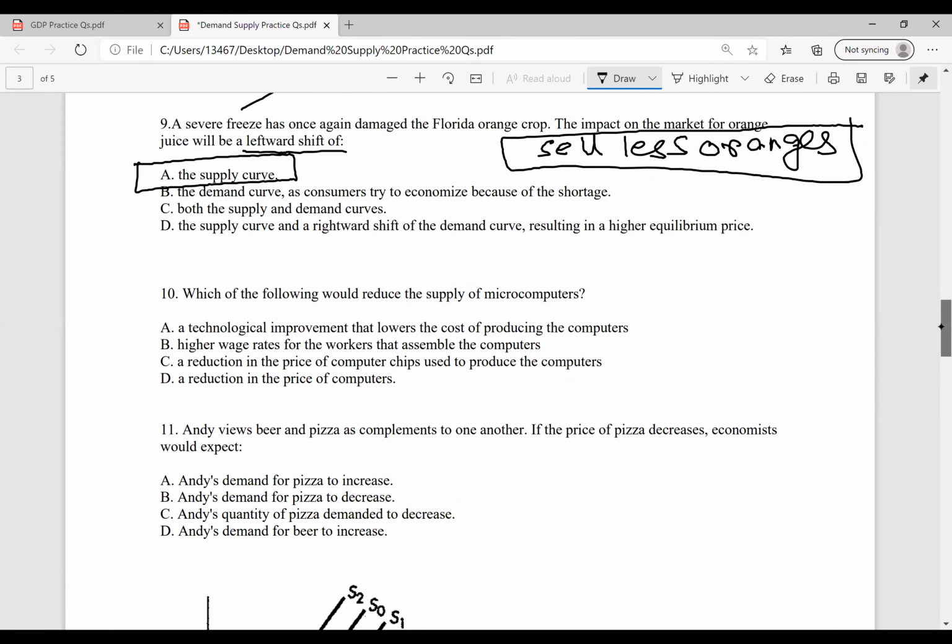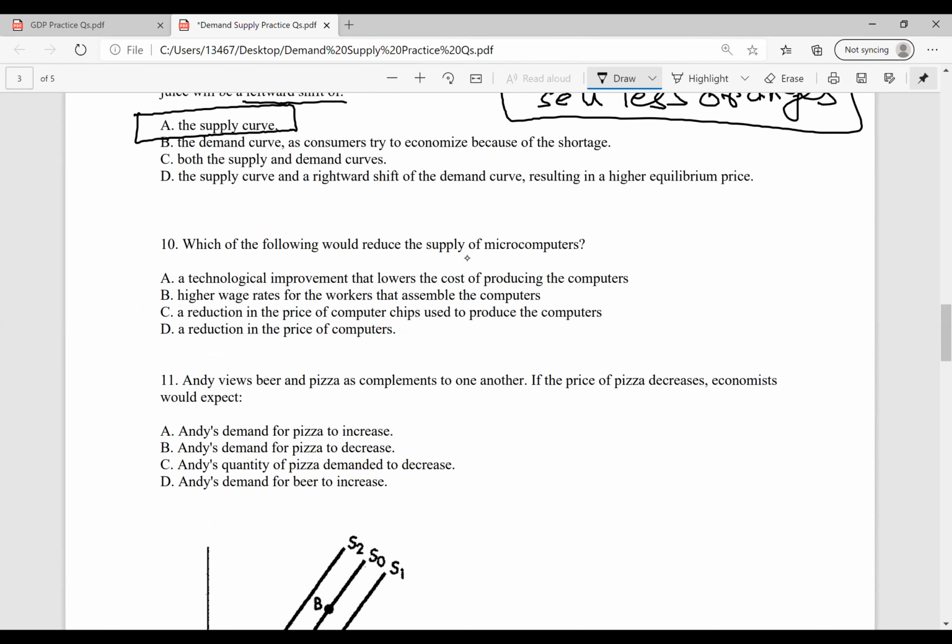Next one, which of the following would reduce the supply of microcomputers? That means again I'm looking at it from the seller's point of view, and I'm trying to see why the sellers would want to sell less of something.